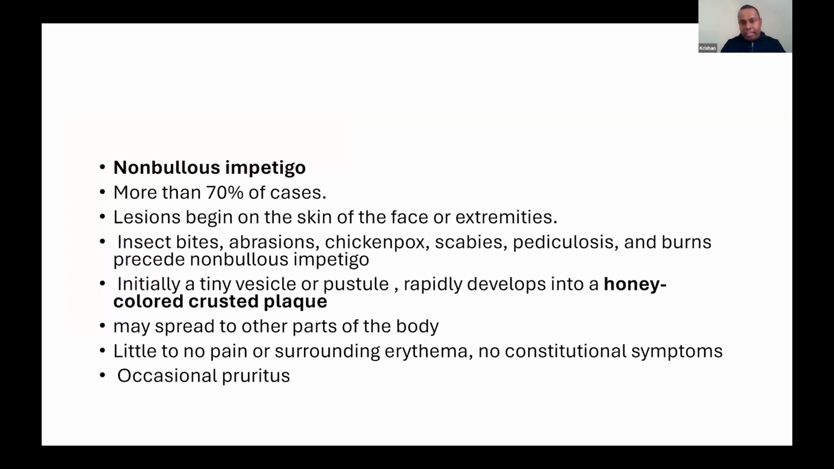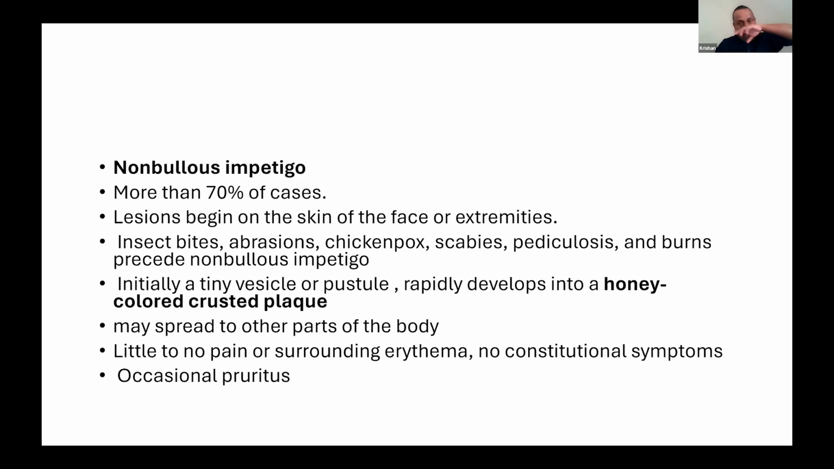How are they triggered? How do children get impetigo? This is due to a bacterial infection. However, this could be triggered by some insect bites, or minor abrasions. So they could be the initiating point, and then on top of that, you get a bacterial infection. The typical description is that the child will get honey color crusted plaques, and then they would spread from one part to the other part.